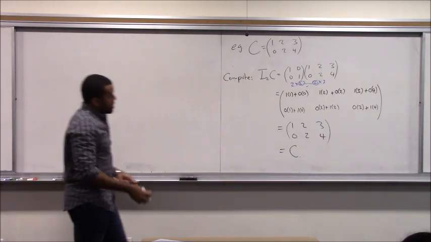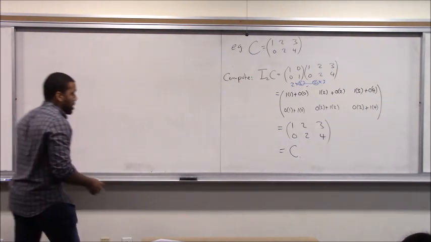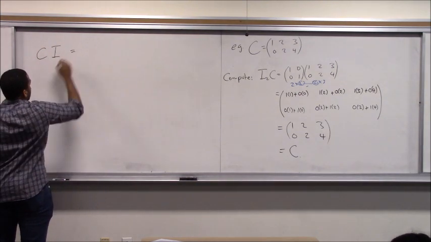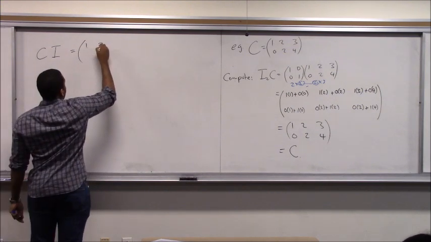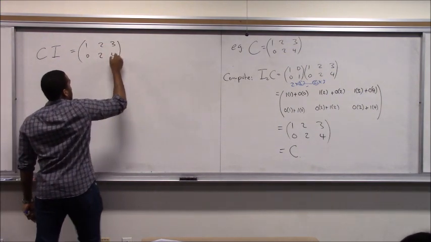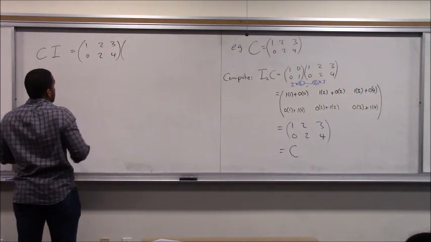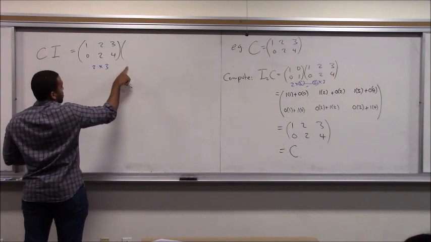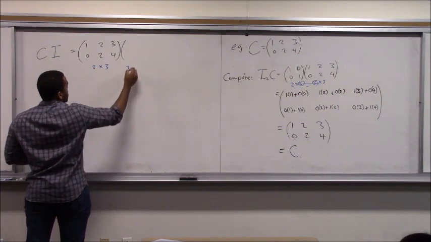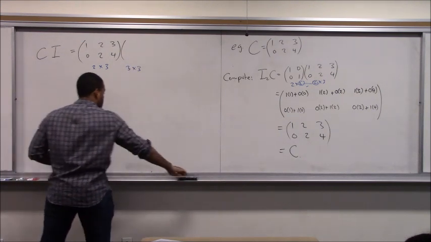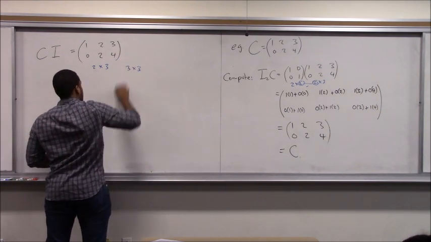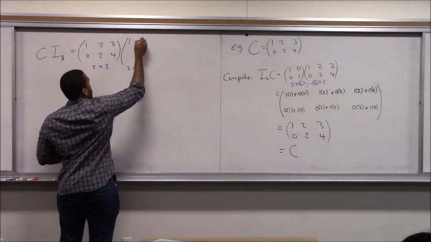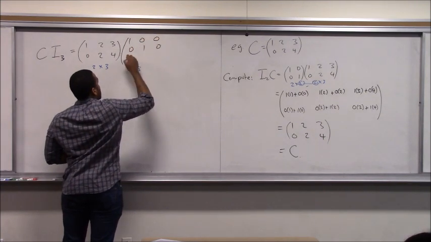Now, you might need a different I. This can work on either side, but you might need a different I. So for example, if you want C times I, you want to multiply in that direction, notice that you have 1, 2, 3, 0, 2, 4. And this would be a 2 by 3, which means in order for this to multiply, this would have to be a 3 here. So you need a 3 by 3 because the identity has to be a square matrix. Let's write this: 1, 0, 0, 0, 1, 0, 0, 0, 1.